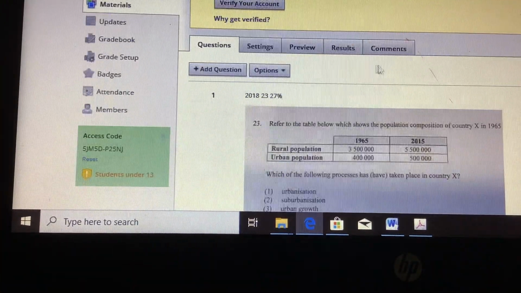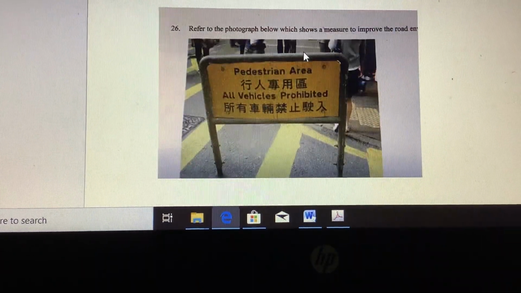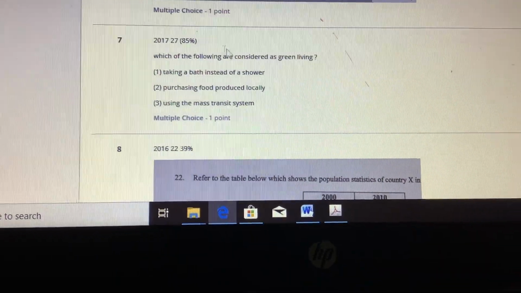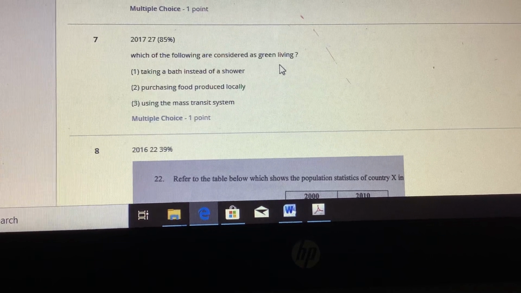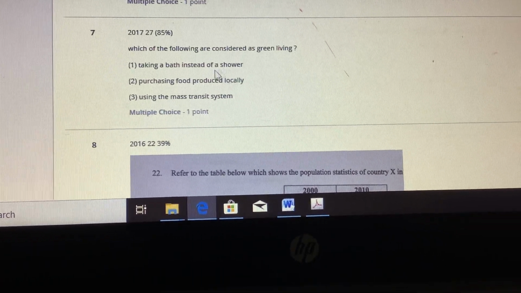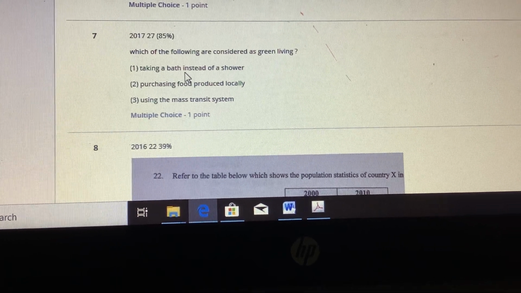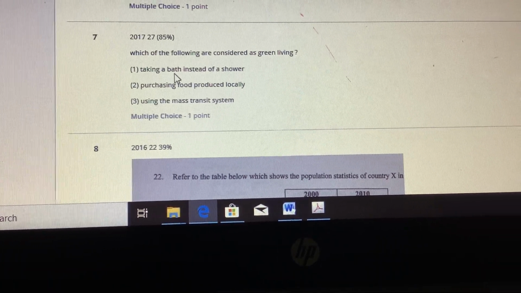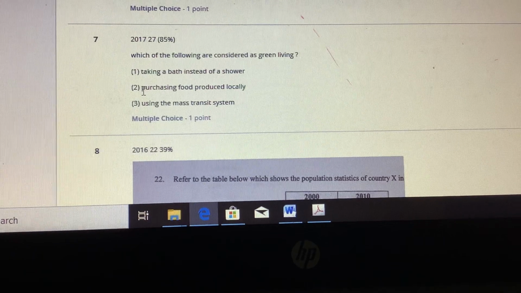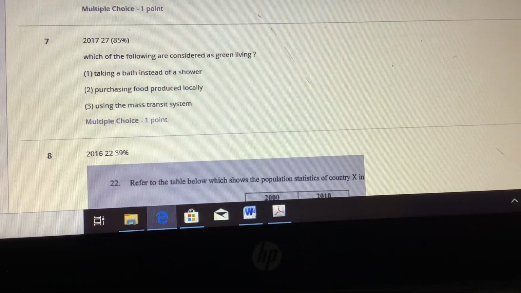Okay, next one. Which of the following are considered as green living? Taking a bath instead of a shower, so that we will use more water. Come on, number 1 is not correct. It should be 2 and 3, isn't it?